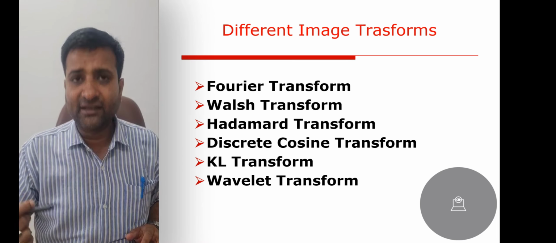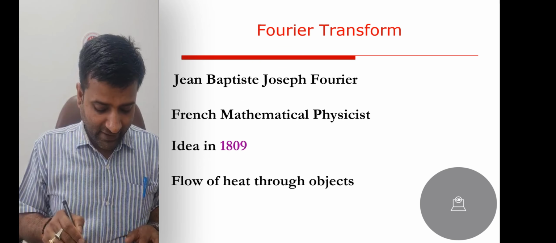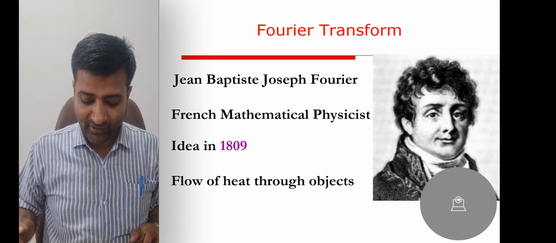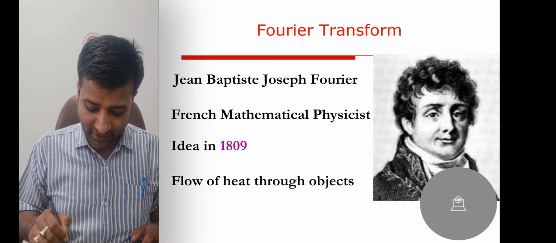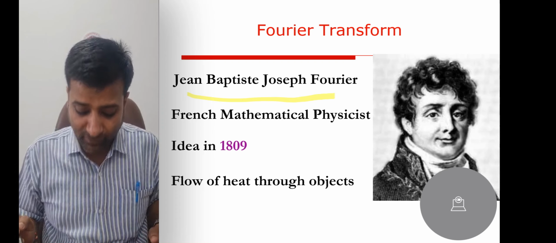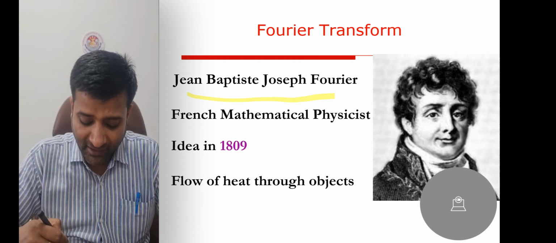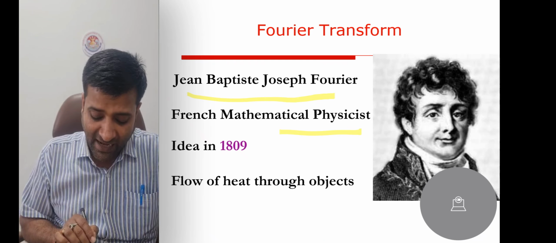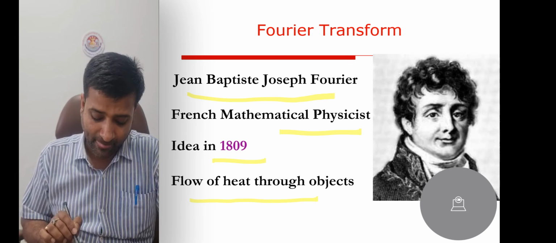Transforms can be represented by various classes according to the basis function. This is just a basic idea about transformations. Among the basic transforms, you should also know the Fourier transform. The Fourier transform was discovered by J.S. Fourier, a French mathematician and mathematical physicist. He gave the idea in 1809, and it was used for the flow of heat through objects.